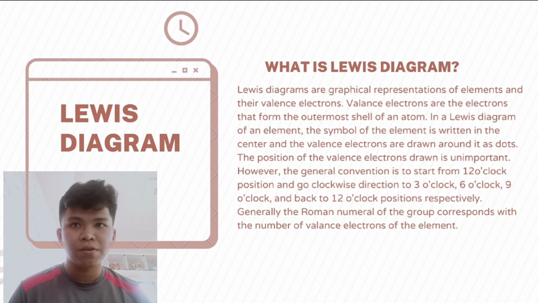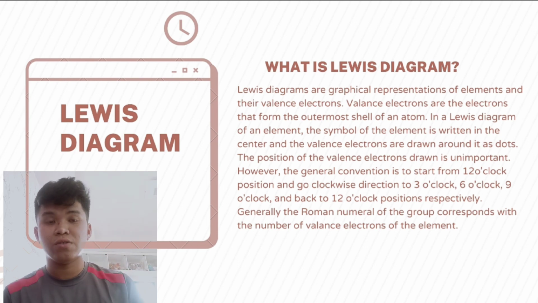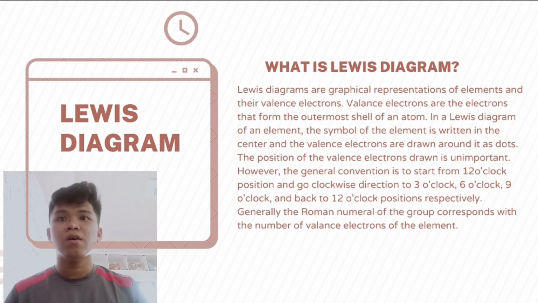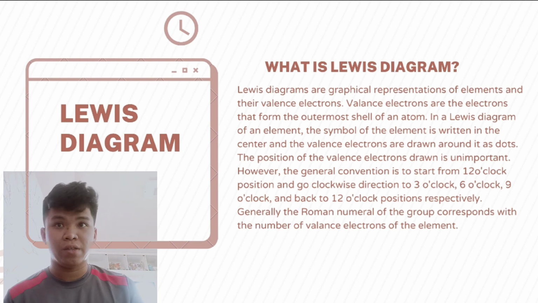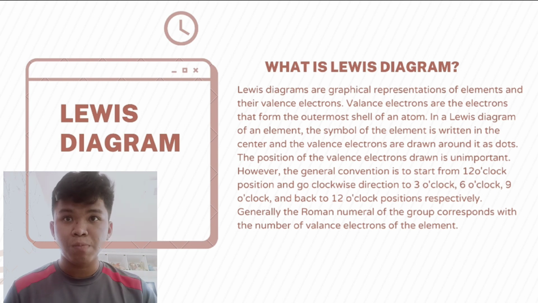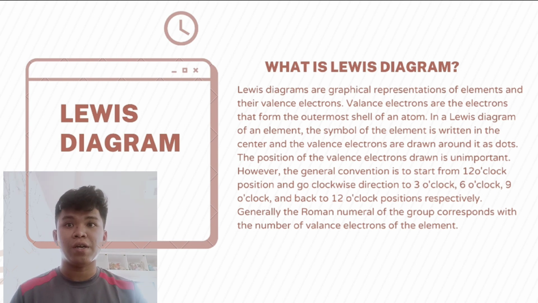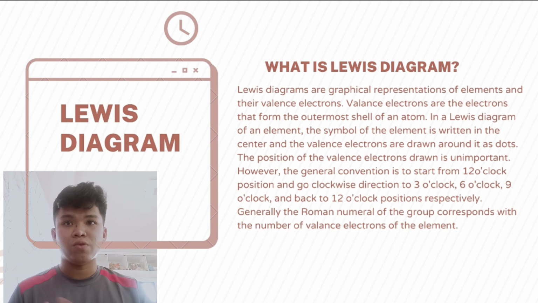In a Lewis diagram of an element, the symbol of the element is written in the center of the valence electrons. So, nasa center siya, tapos drawn siya as dots doon. The position of the valence electrons drawn is unimportant. However, the general convention is to start from the 12 o'clock position and go in a clockwise direction to 3 o'clock, 6 o'clock, 9 o'clock, and back to the 12 o'clock position respectively.